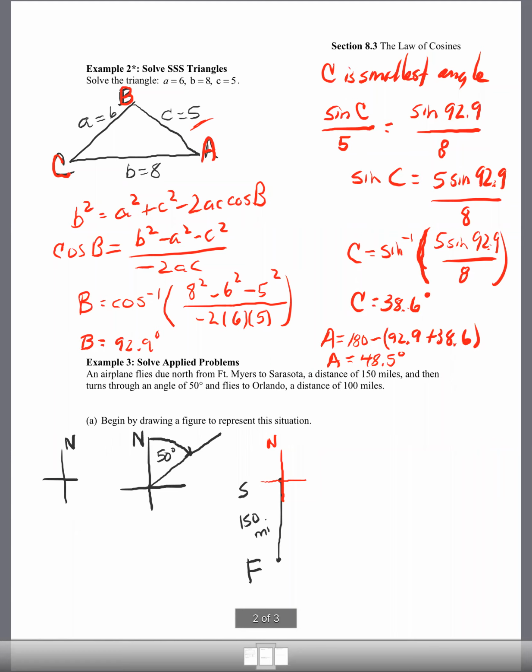There's north. And what they told me is that from Sarasota, I'm going to take a 50-degree turn. So we're going to turn through 50 degrees. Now, when I turn through 50 degrees, what that means is once I leave Sarasota, my plane is going this way. So it changes the direction that I'm flying. Let's not forget right here that they did tell us that this was a 50-degree angle. That will be necessary in just a few minutes.